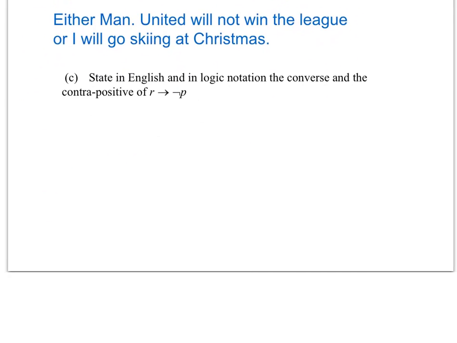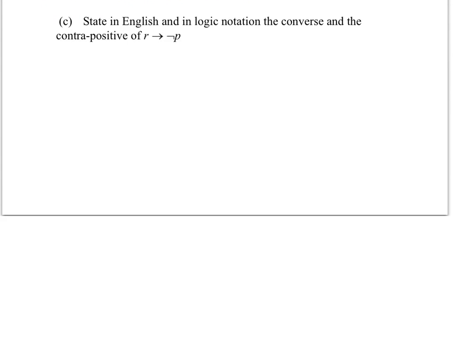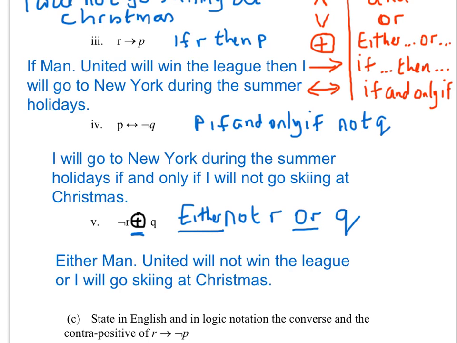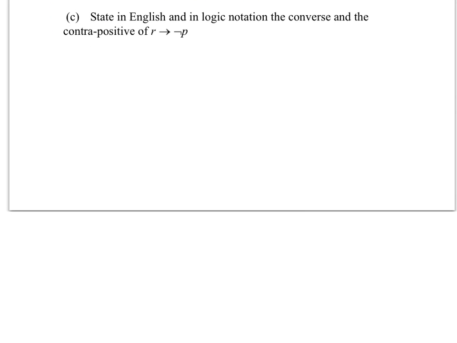Now if we move on to part C of the problem. Part C asks us to state in English and in logic notation the converse and the contrapositive of this statement here, R implies not P. Now let's try part C. Here we're asked to state in English and in logic notation the converse and the contrapositive of this proposition: if R, then not P.